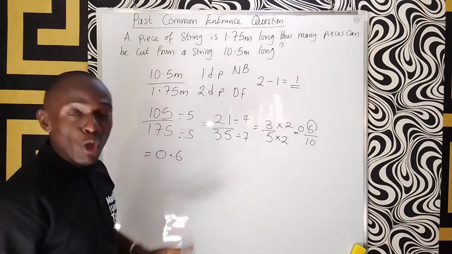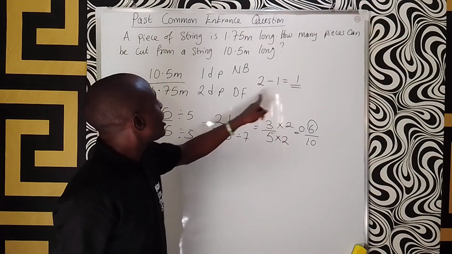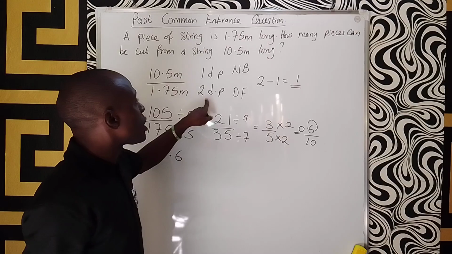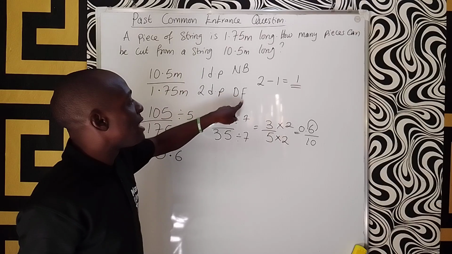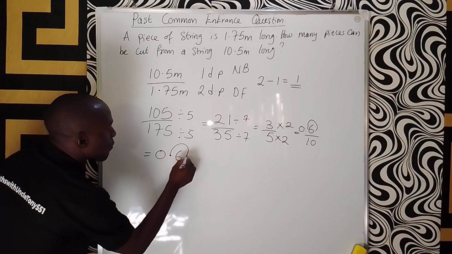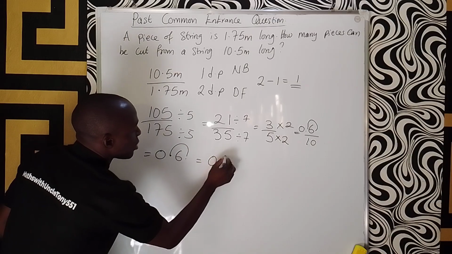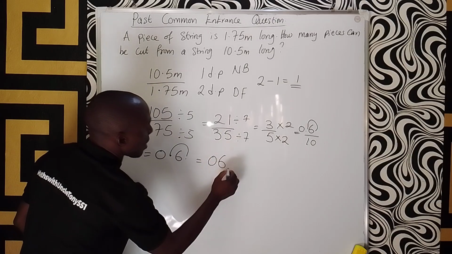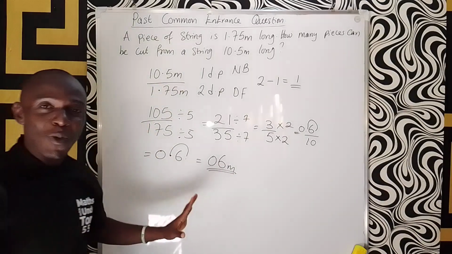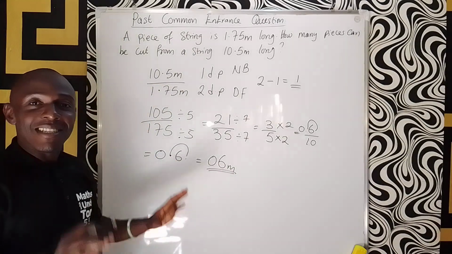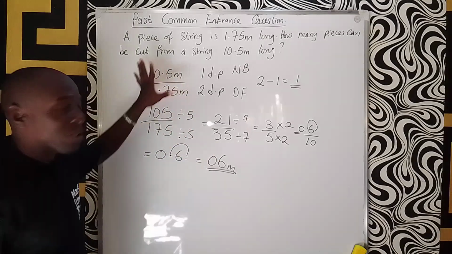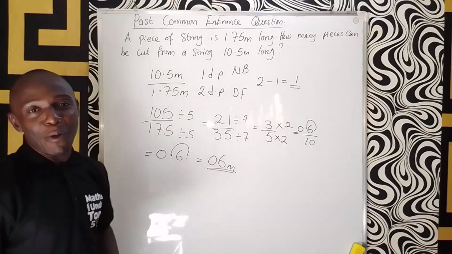Remember, we have removed the decimal point. It's now time for us to return the decimal point. We say denominator is forward, numerator is backward. Since the denominator is bigger than the numerator, we are moving the decimal point forward. So my answer is 0.6 meter. If you look at it, I didn't use calculator. I didn't use anything. It is a simple rule and simple method of dividing a number that has decimal points.